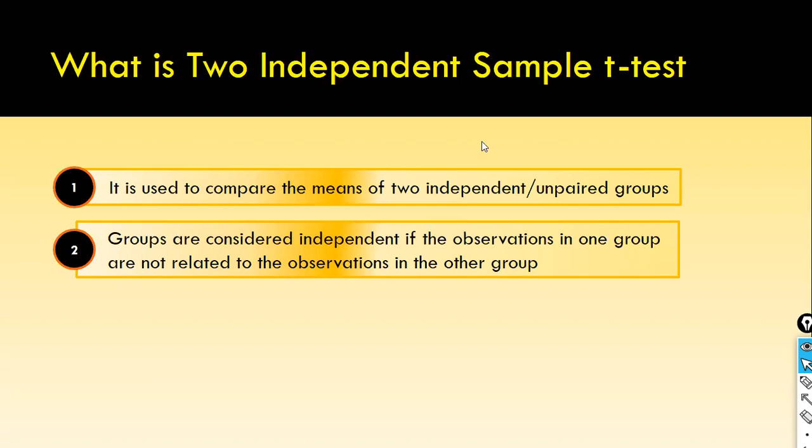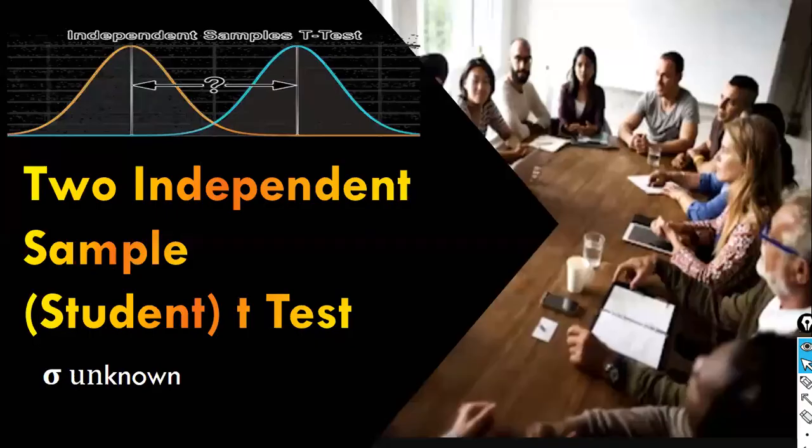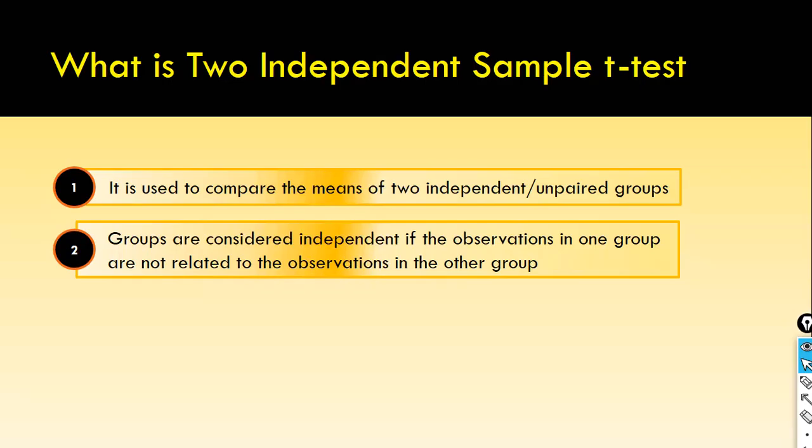So like I said, in the case of the two independent sample t-test, we compare the means of two independent or unpaired groups. The groups are considered independent if the observations in one group are not related to the observations in the other group. What do you mean by independent? There should not be any dependency here. Observations are nothing but your samples. The samples in one group are not related to the samples in the other group.